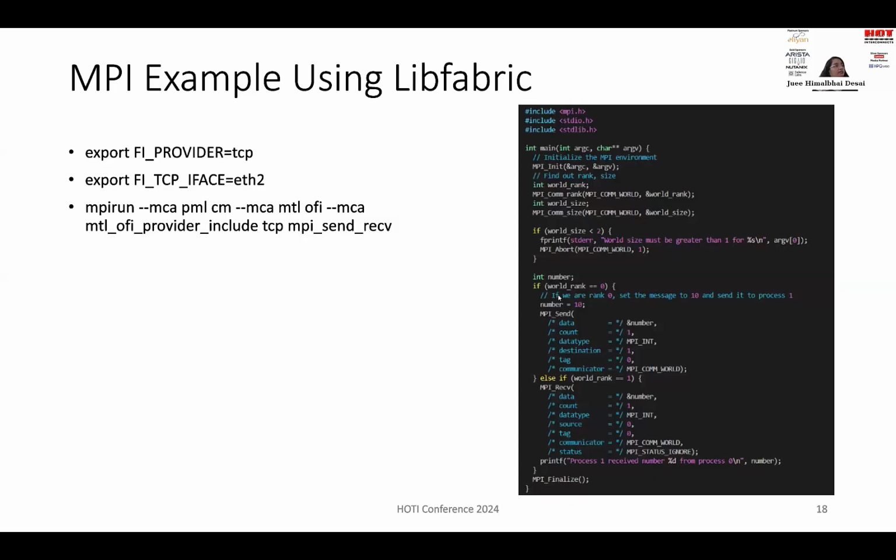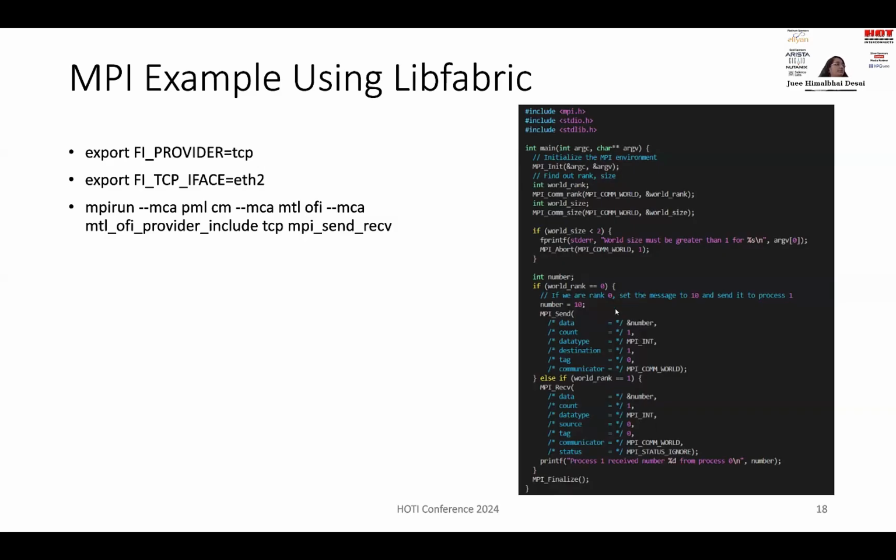Next, we set the integer number to 10. This is the message that we want to send. If we are rank zero, we use MPI send. We are sending an MPI integer type of data, so we set that here. And then if we are rank 1, we are receiving, so we are using the MPI receive API here. The receive data type is also set to MPI integer. Now we finalize, and then we run the example.